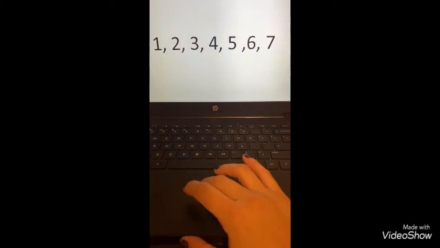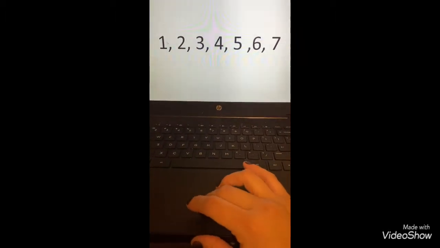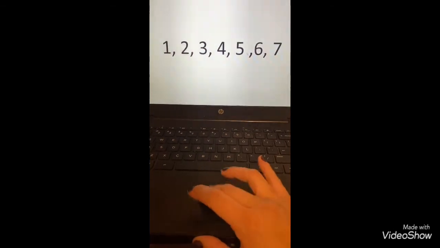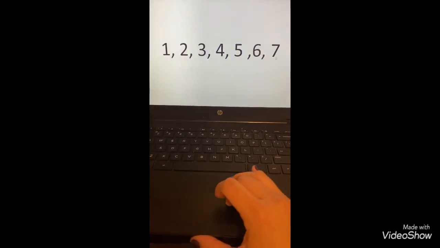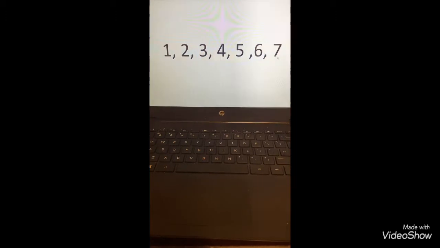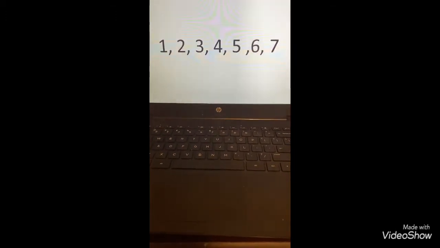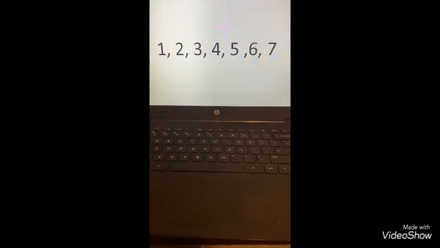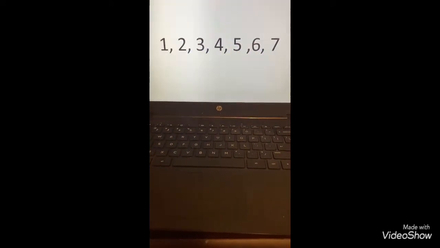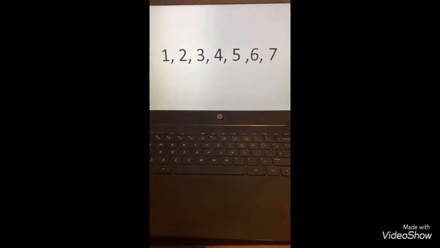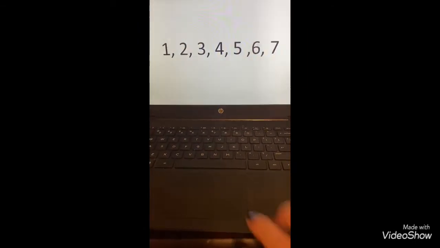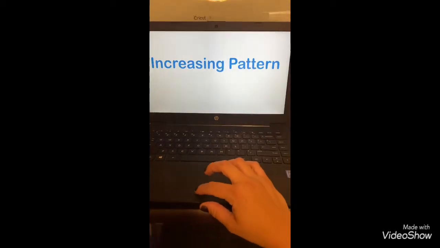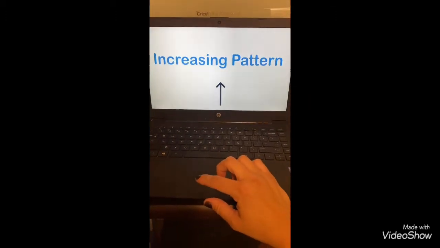So let's look at this one. We have 1, 2, 3, 4, 5, 6, 7. All right, do you notice anything? It's like we're counting, right? We're going in order. We're counting up, we're increasing. So this is called an increasing pattern. And the rule is just going up by 1. So that's an increasing pattern. We're going up.